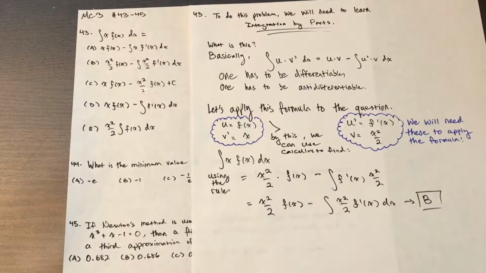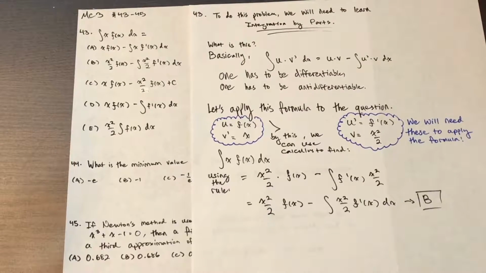So since we know it's asking for the integral of x times f of x dx, we can set u as f of x and v prime as x because this works. And we can use calculus to find out that u prime equals f prime of x, and v equals x squared over 2. And we'll need these because we need these to plug into the formula to find the answer. So when we plug it in, we find that the integral of x times f of x dx equals x squared over 2 times f of x minus the integral of f prime of x times x squared over 2. Except the thing is, this is nowhere in the answer choices. There is nothing here that matches this answer that we found.